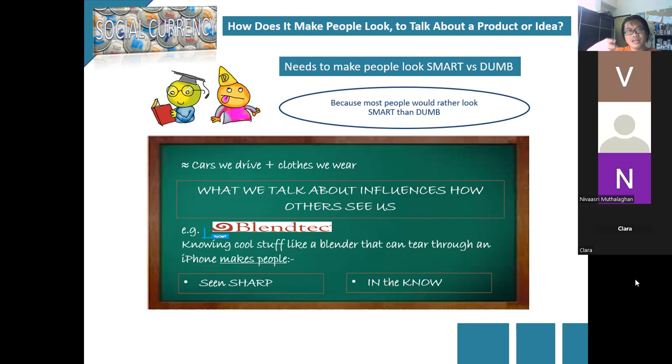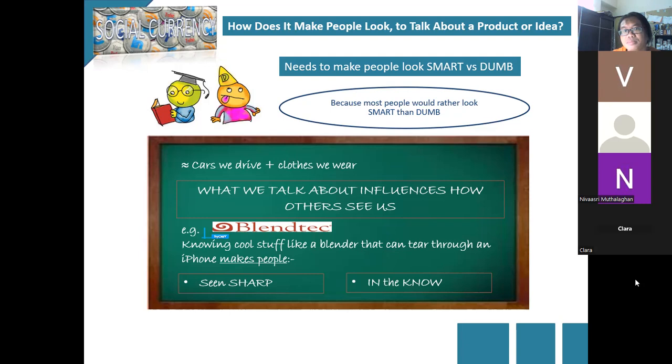Things that go viral that have an element of social currency in them means when you share this content, it makes you look good. That's the gist. So people will share things that make them look good. That's the whole summary I can think of. Why? Because people like to look smart. People prefer to look smart than look dumb, right?